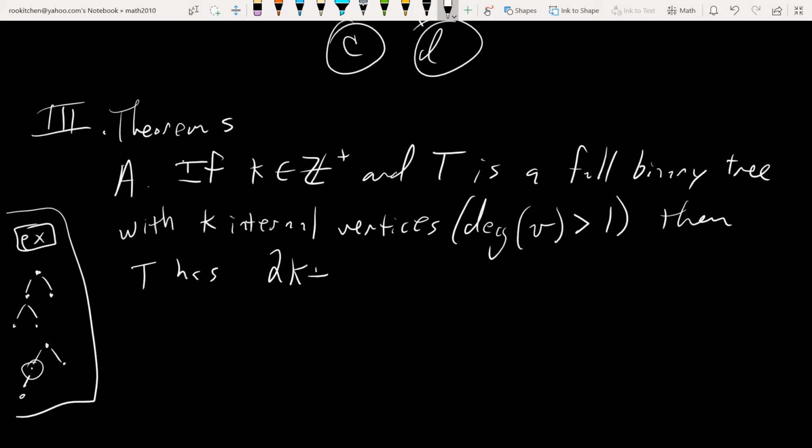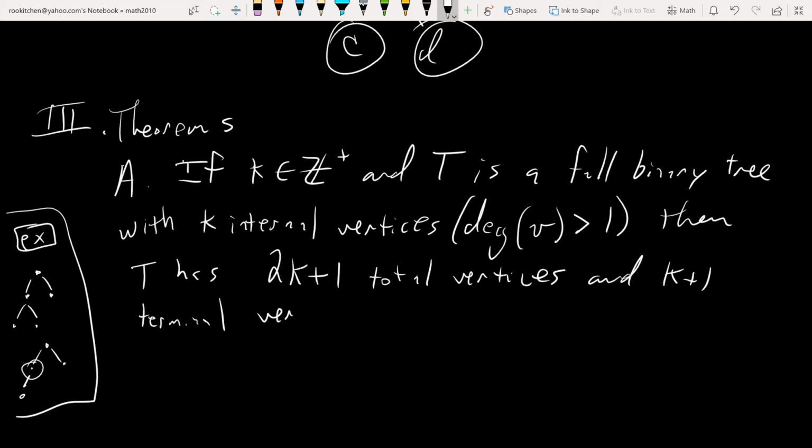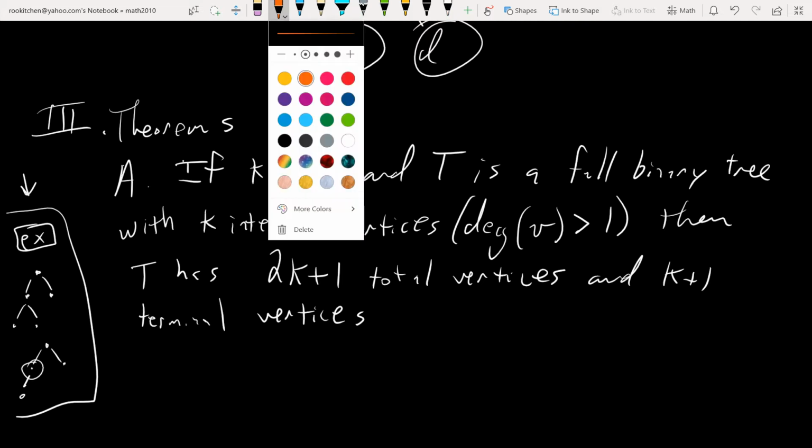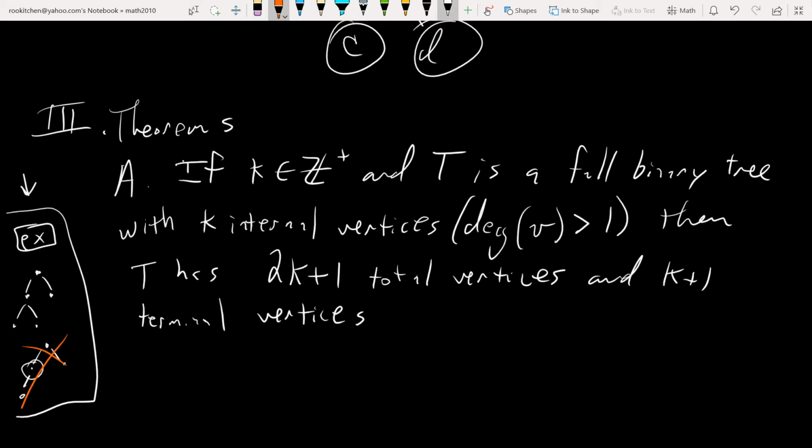2K plus 1 total vertices, and K plus 1 terminal vertices. So going over with this example here, again, the bottom example is not a full binary. So let's cross that guy out. Look at the top one, though. The internal vertices are where? Let's circle them in blue. So this is internal, and the root is actually internal.